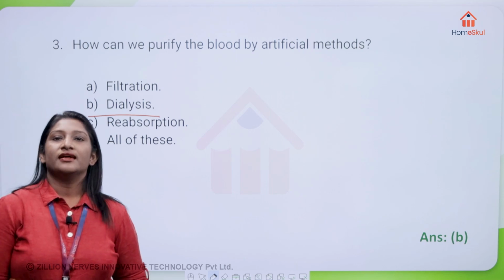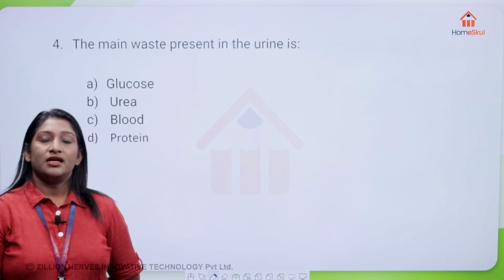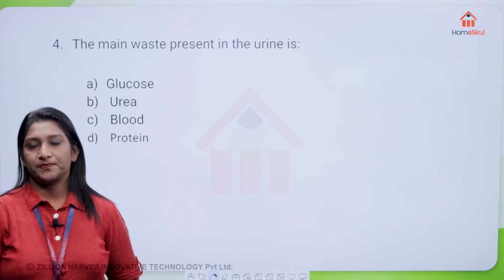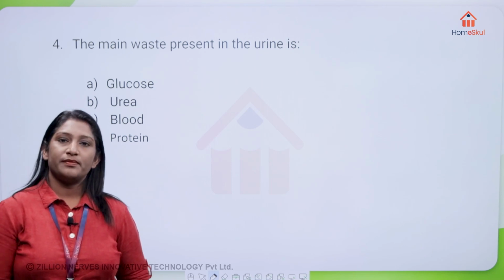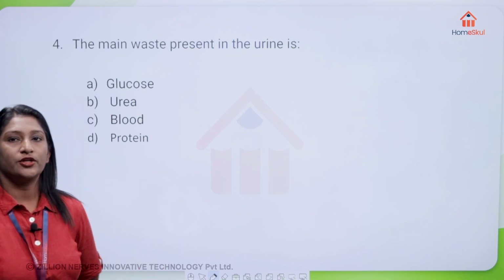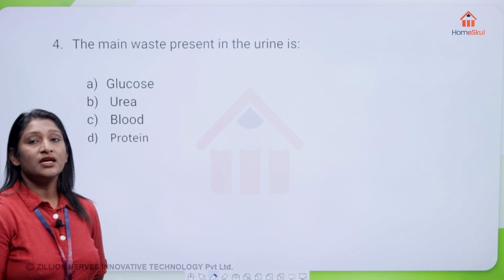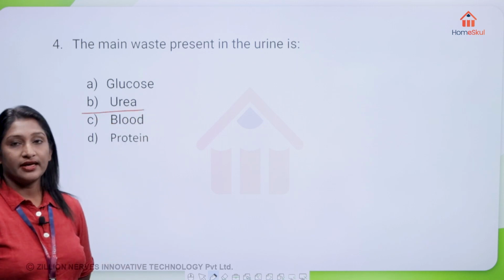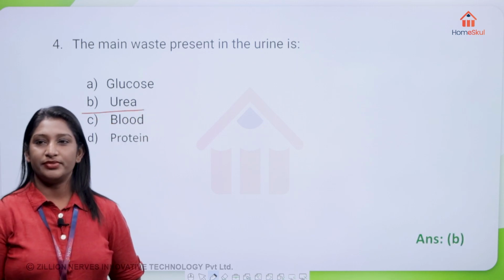Then the fourth question. The main waste present in the urine, the major waste product present in the urine of human beings. In the human excretory system picture we have seen, here it is urea. Again, the answer is option B.